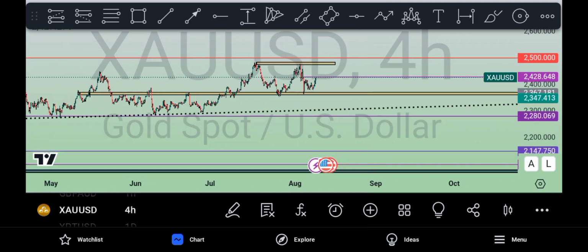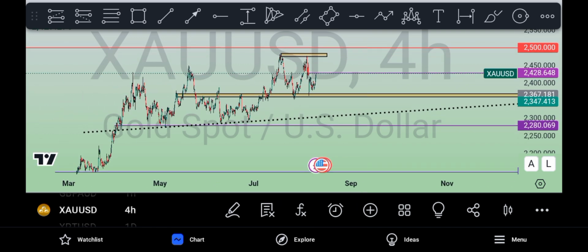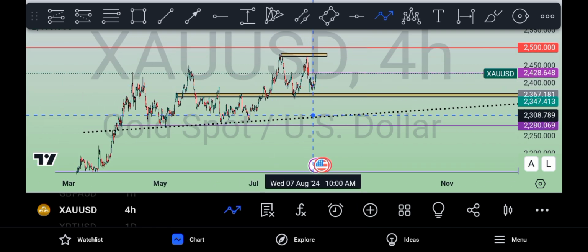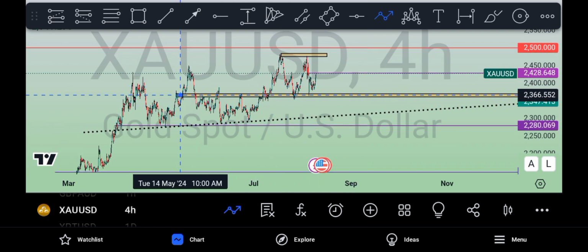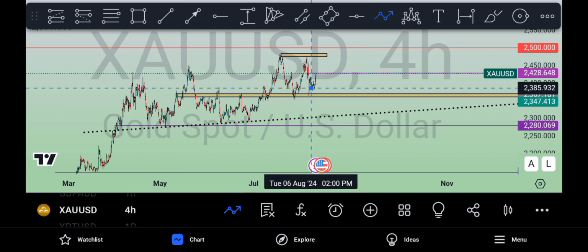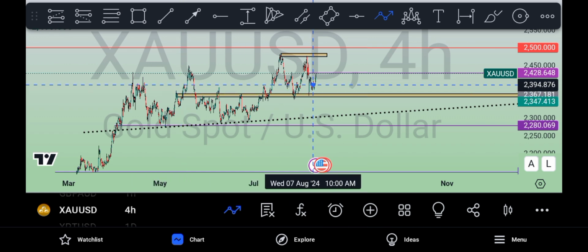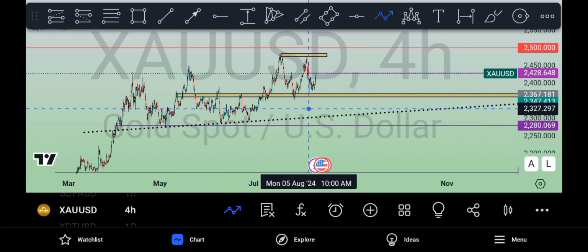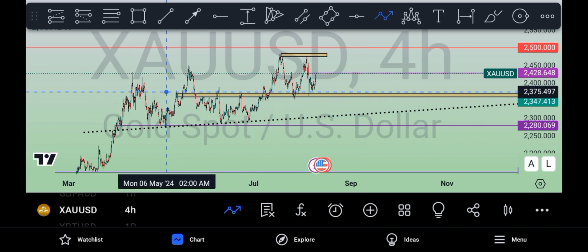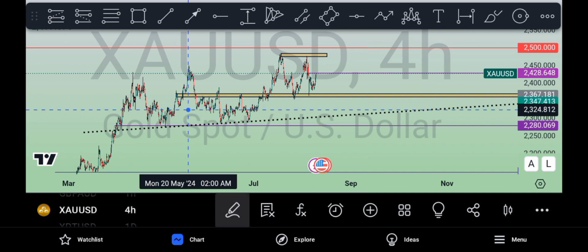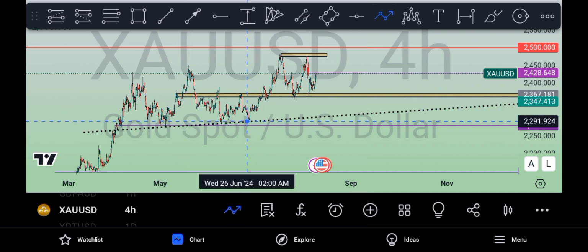Now, guys, as you can see on my gold chart right here, this is a strong key level. I drew this key level back in May, and currently we are in what? August. May, June, July, August. That was when I drew this key level, and you can see how the market has been respecting this level for so long.